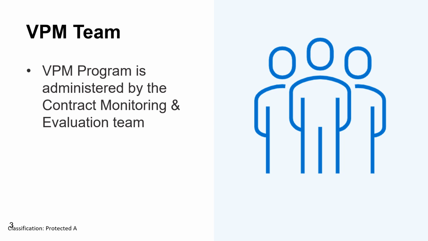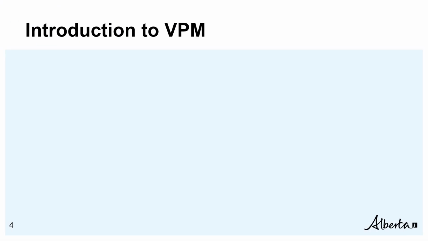the program. The Vendor Performance Management Program is administered by the Contract Monitoring and Evaluation Team, commonly referred to as the VPM team of Alberta Infrastructure. The members of the VPM team are called the Contract Evaluation Advisors or CEAs. The CEAs work most closely with the vendors and the infrastructure project managers. Now, let's talk more about the VPM program.